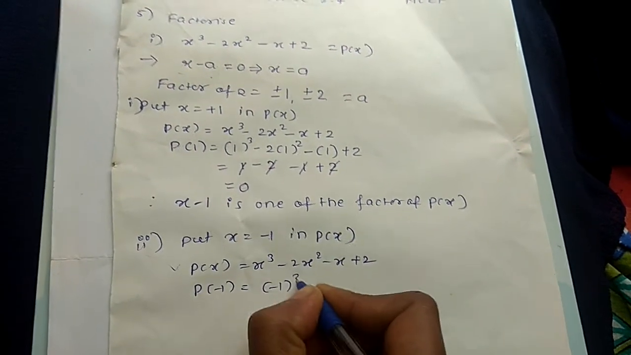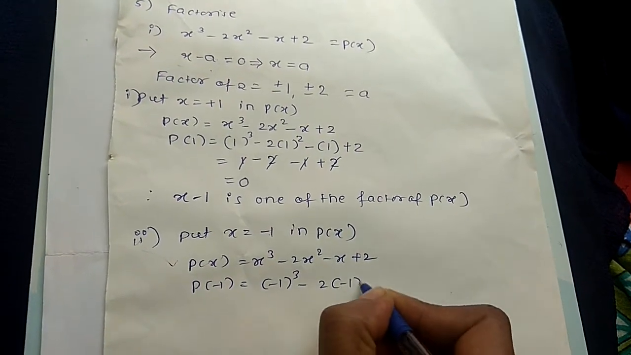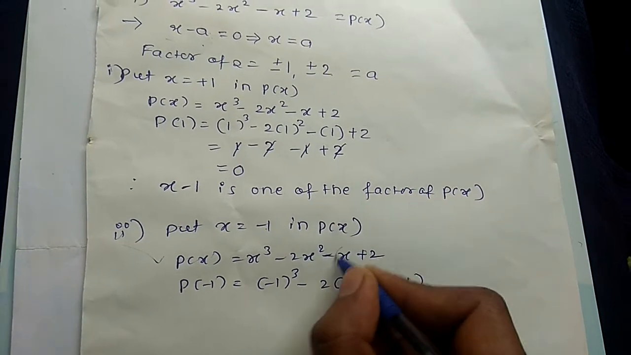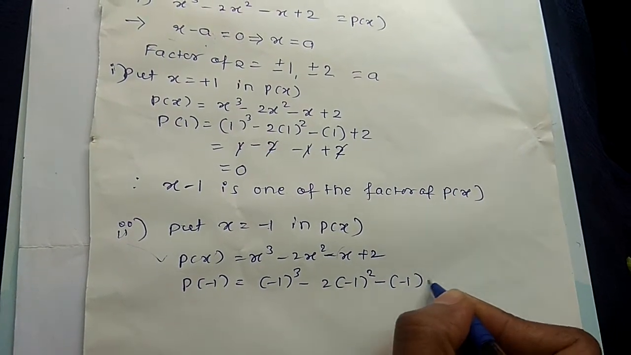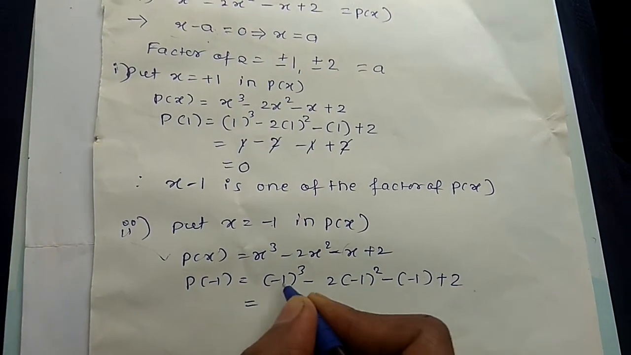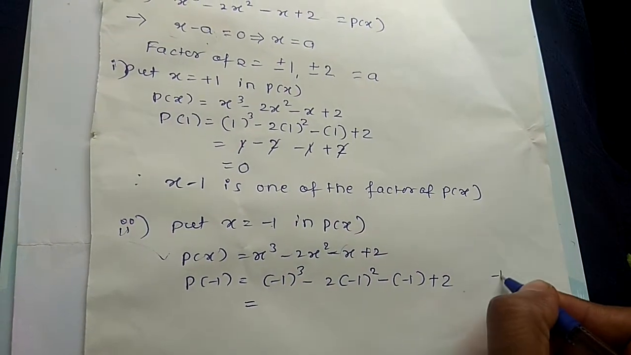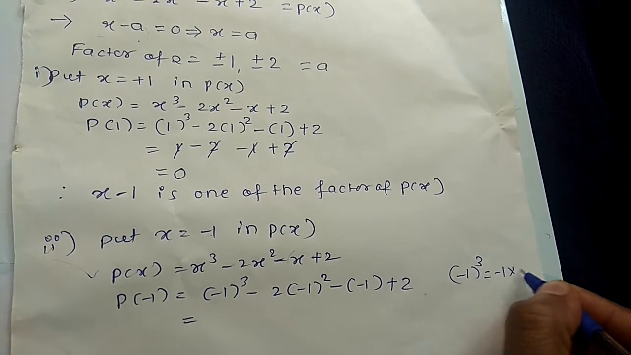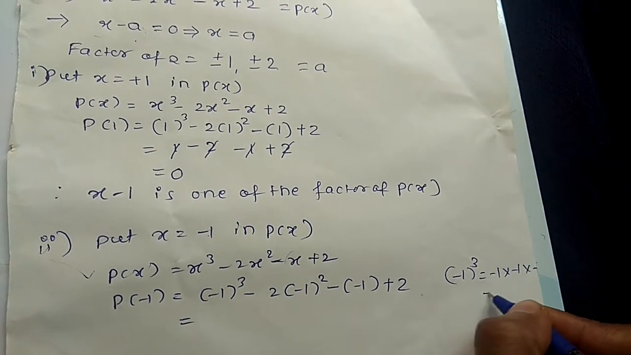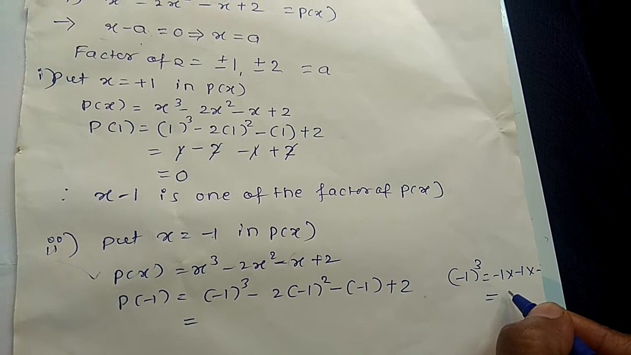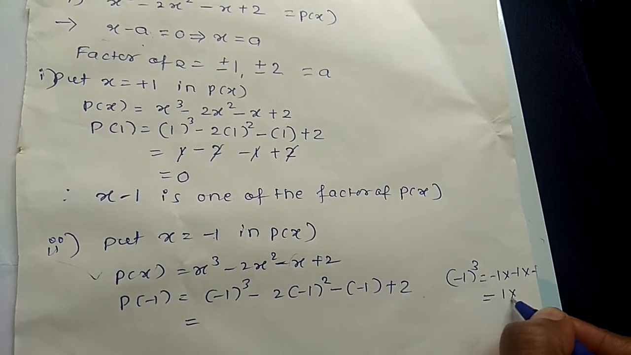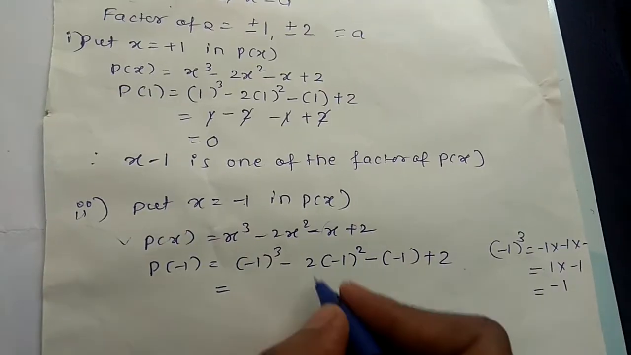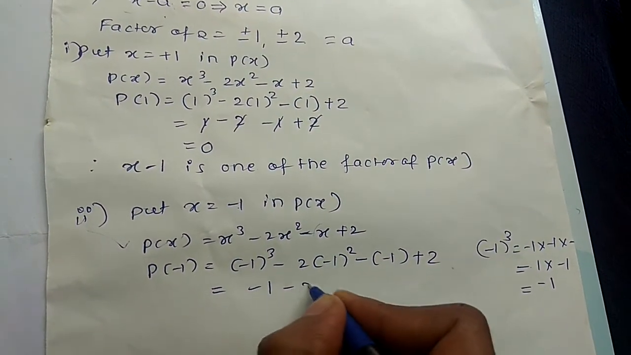So minus 1 cube minus 2 into minus 1 square minus of minus 1. This is the subtraction and this is the sign of x plus 2. So minus 1 cube we can do. Minus 1 cube is minus 1 into minus 1 into minus 1. So minus minus plus sign, 1 and 1 are 1 into 1 more minus 1. So 1 1 are 1, plus minus will be minus. So this will be minus 1, this minus 2.